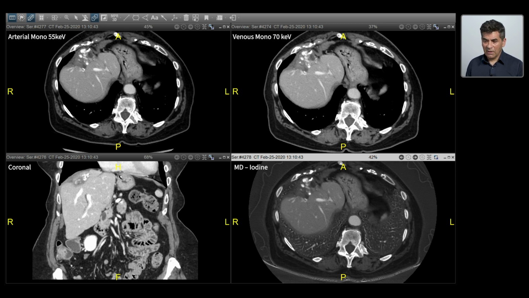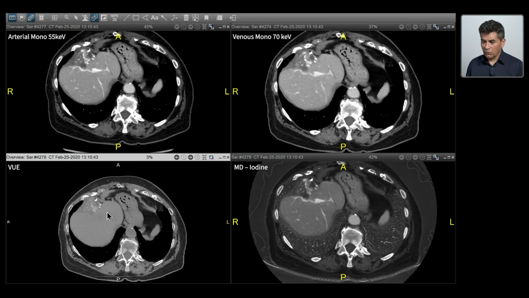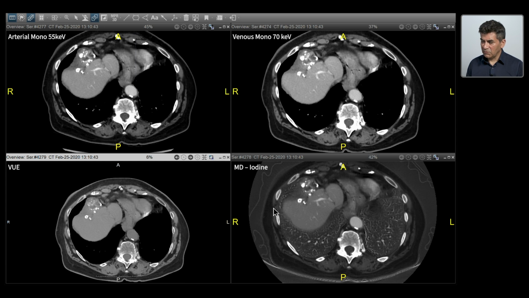What I will do is now I'm going to put virtual unenhanced images next to the material density iodine pair. What I noticed, all the high density areas within the treated lesion remain high density on virtual unenhanced images. That confirms the finding. These are post-treatment changes. These are not enhancing areas.